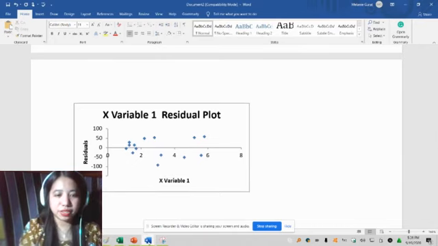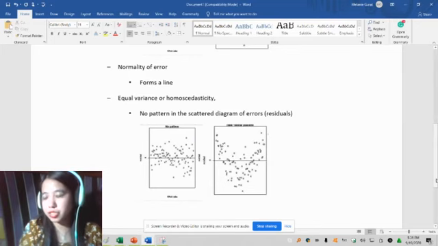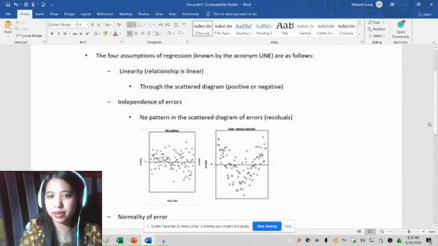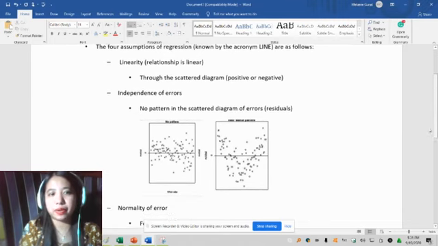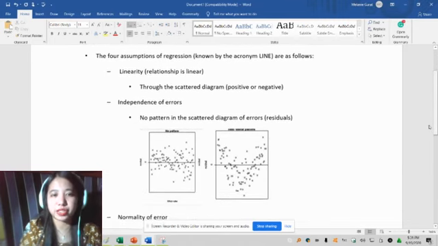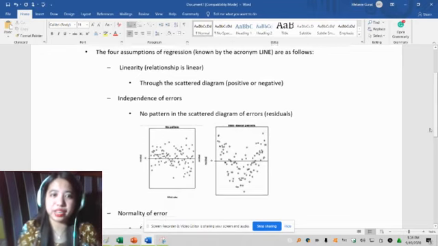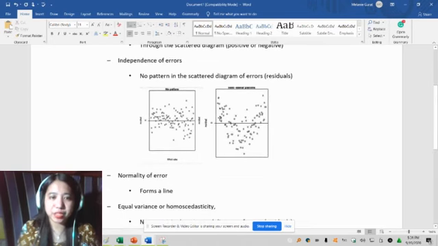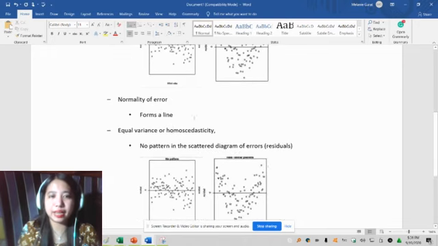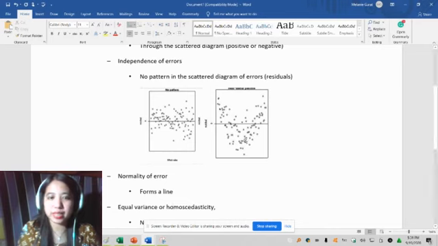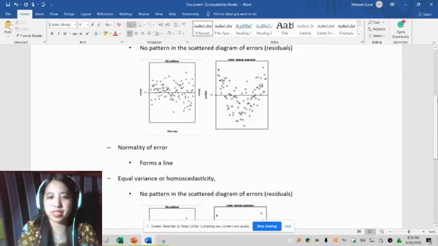Okay. So I also provided here a summary just to show you the difference between no pattern and a pattern. As mentioned, for linearity, there should be a relationship, either positive or negative. For independence of errors, this is no pattern. This is an example where there is a pattern, a U shape. And for normality of errors, it forms a line. If your graph is, for example, this one, then it doesn't form a line, so the normality of errors is violated.